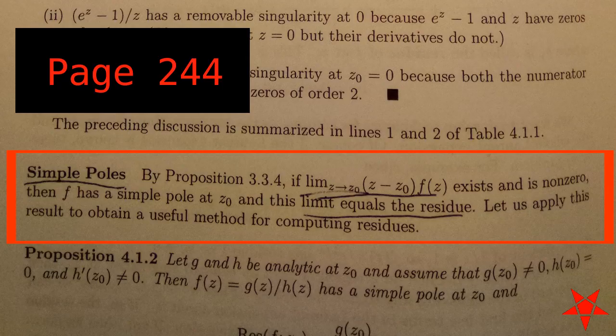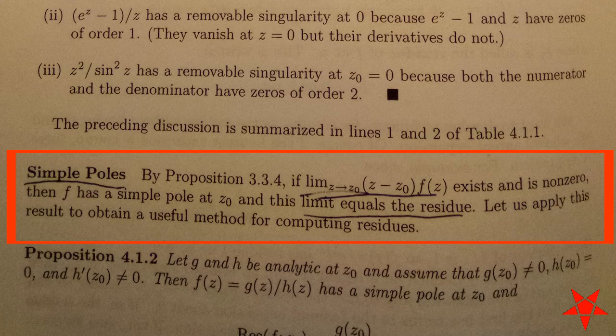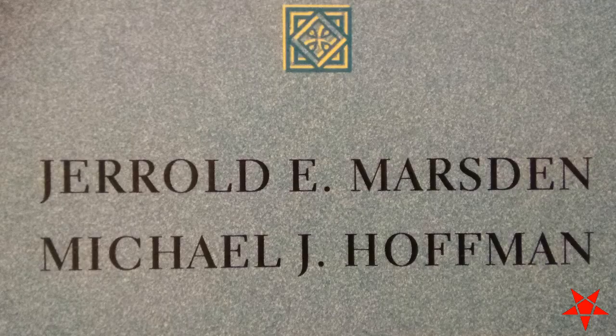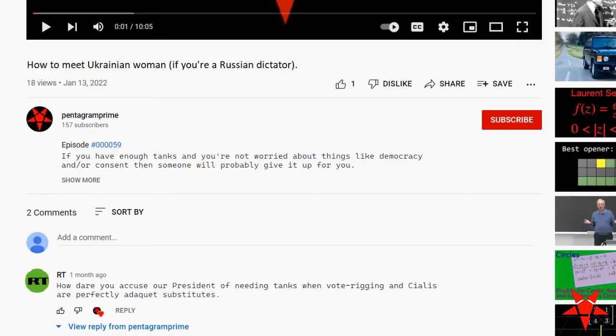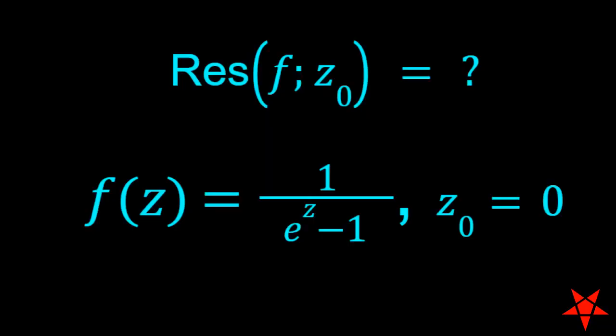Anyway, for part B, we will be using the principles laid out in the text for simple poles, while ignoring that presumably misplaced zero. Marsden, Hoffman, if you're watching this and I'm out of line, then my comments section is at your disposal. It is important that I point out that there can be a certain amount of guesswork in these problems, especially if you are unsure of the order of the functions involved.